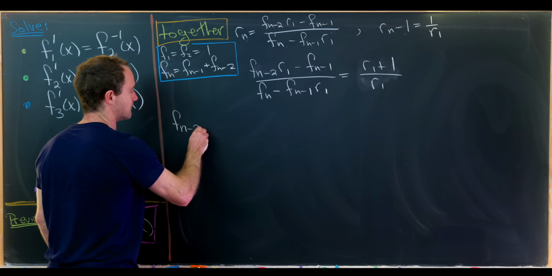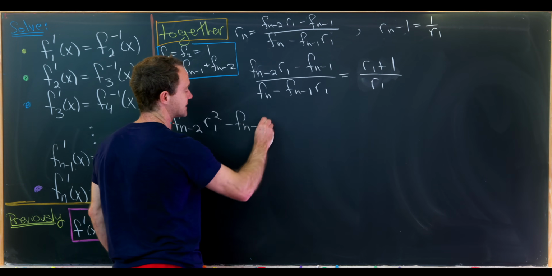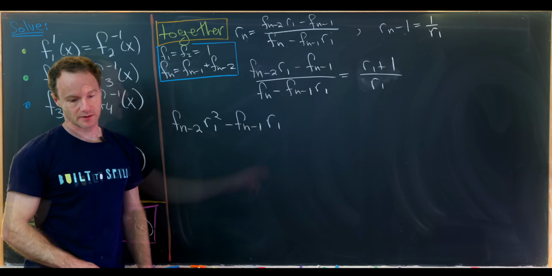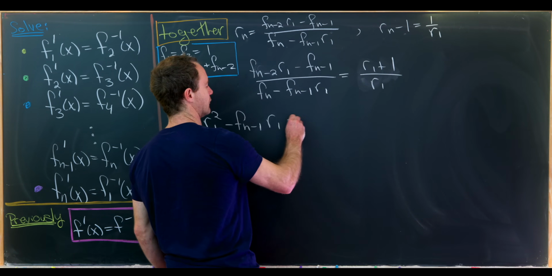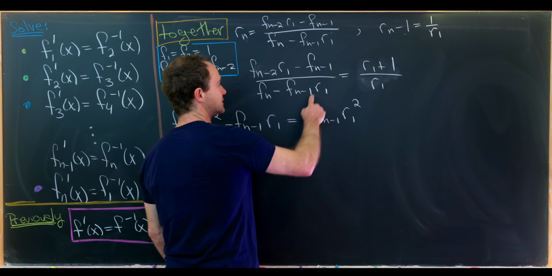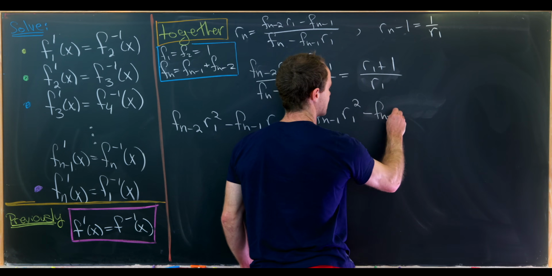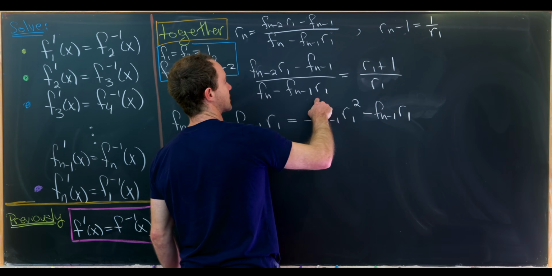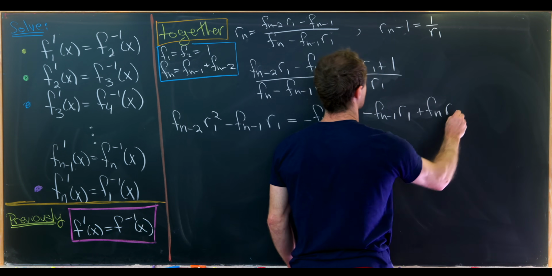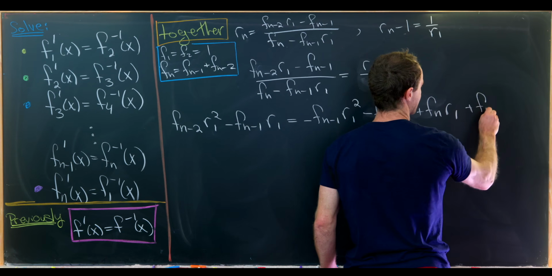So we'll have Fn minus 2 times R1 squared minus Fn minus 1 times R1. So that's from multiplying here and here. And then multiplying this up here, what will we have? Well, we'll have minus Fn minus 1 R1 squared. So that's the R1 squared term. And then we'll have two R1 terms. We'll have minus Fn minus 1 R1 from this term times 1, and then we'll have Fn times R1. So that'll be plus Fn times R1. Then finally, we've got a constant term, which is simply Fn, so plus Fn.